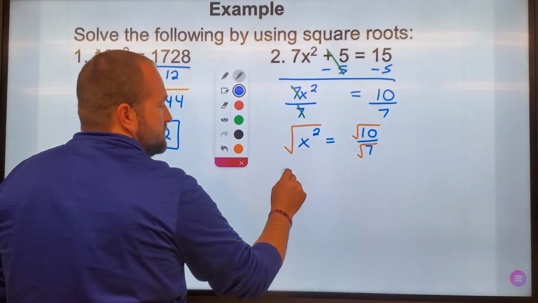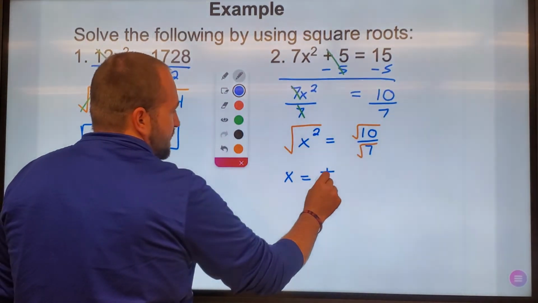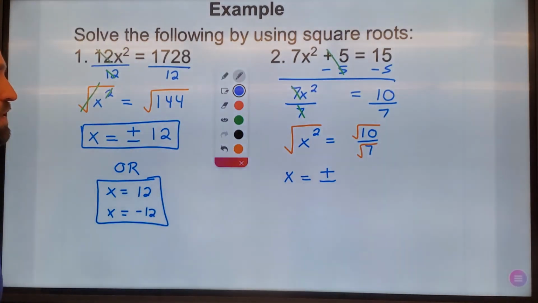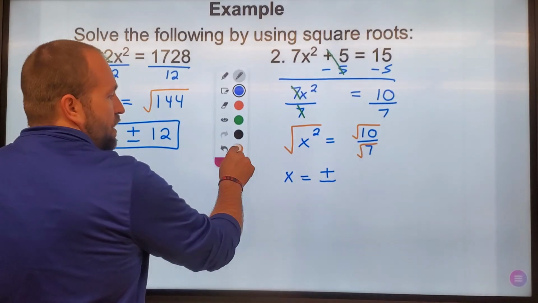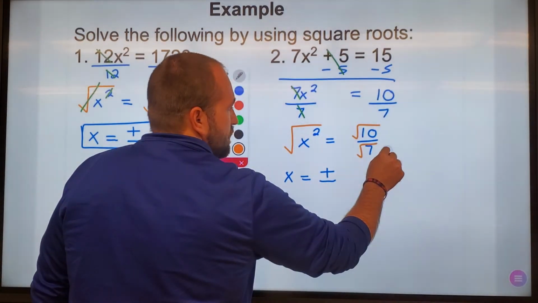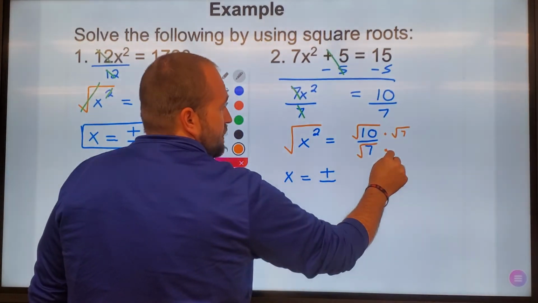Okay, that's going to leave me x equals, again, plus or minus. Once I take that square root, kicks into play. Okay, square root of 10 is not a perfect square. Square root of 7 is not a perfect square. Okay, so the problem here is that I have a square root then in the denominator that needs to be rationalized. And I do that again by multiplying the top and the bottom by that square root. So I'm going to multiply here and here by the square root of 7 because that's what's there.